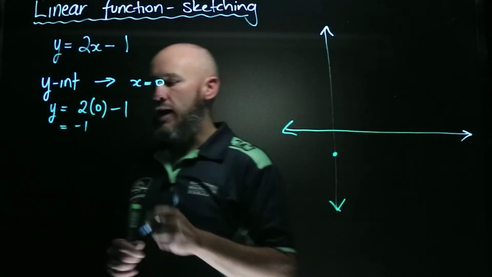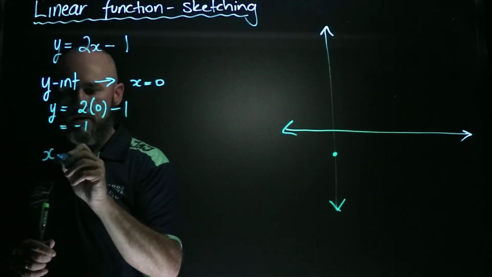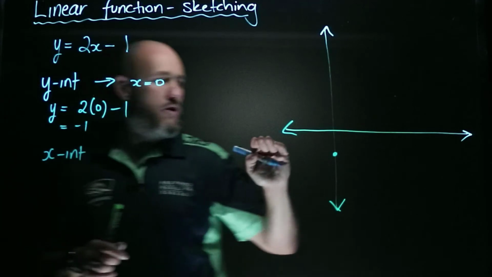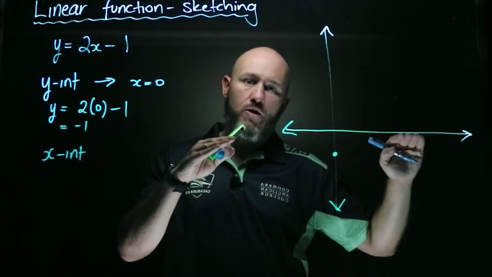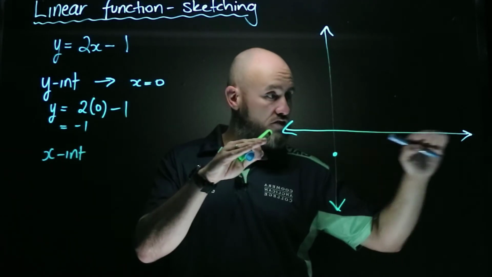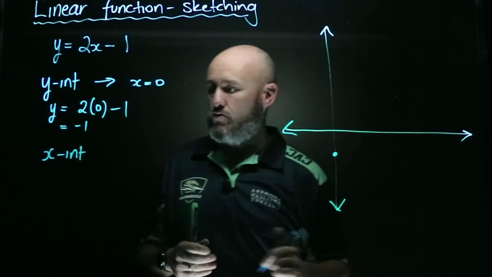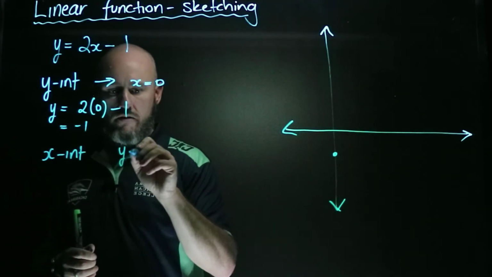And then we can get our x-intercept. This is intercept method. So our x-intercept is where it crosses the x-axis, and that occurs at a data point where y is equal to 0. The x-axis represents all the data points where y equals 0. So we just let y equal 0.